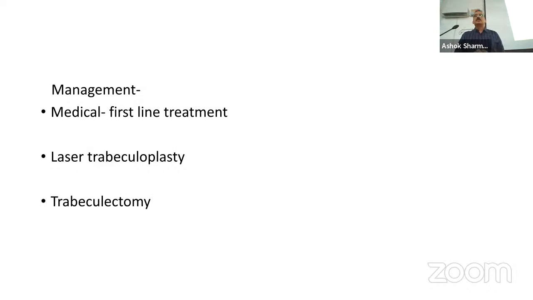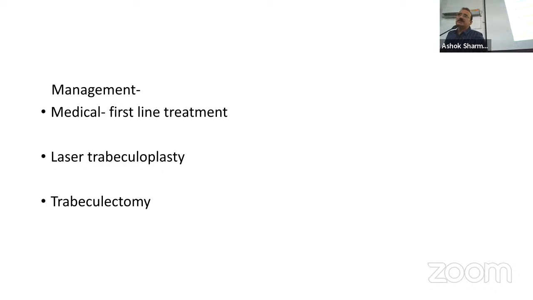Once we have diagnosed a person with glaucoma, what is the management? Anybody? Management involves investigations and treatment, both. They are never alone. So investigations: you do the intraocular pressure, the visual fields, the gonioscopy. Why do intraocular pressure? You can ask me a question, as I said, that intraocular pressure is not the only factor, it may be raised, it may not be raised.